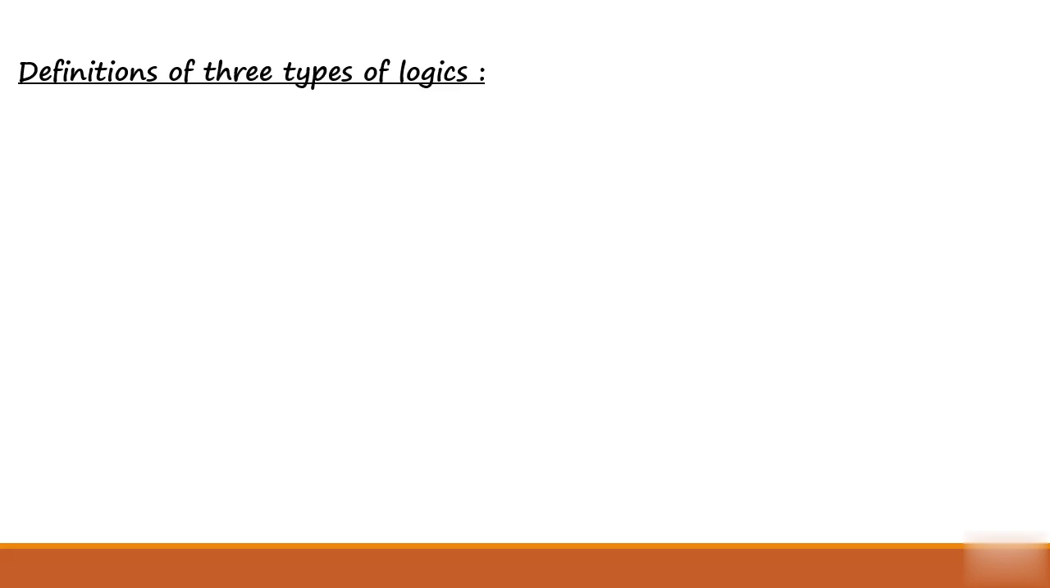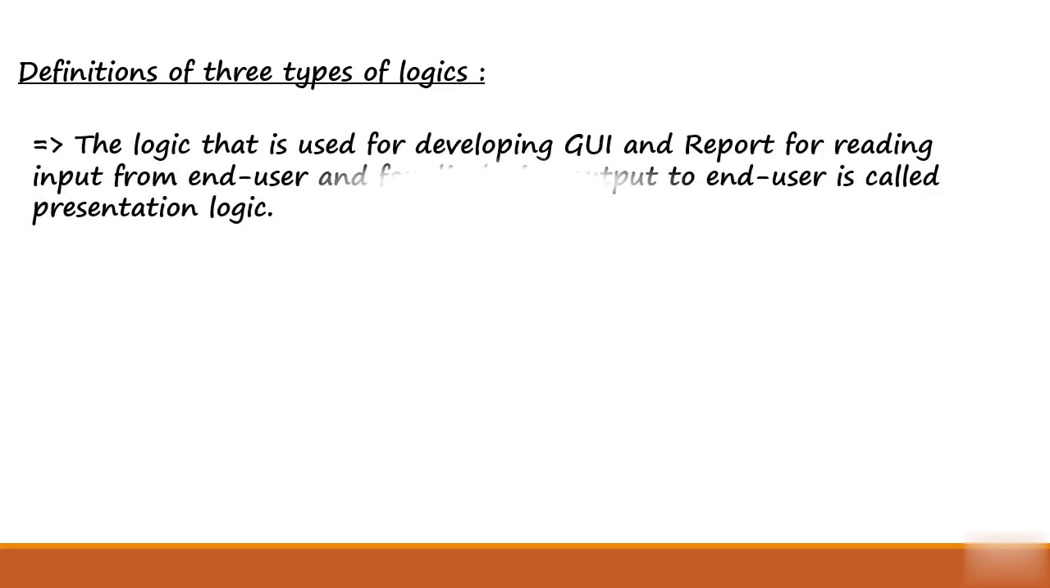Definition of three types of logics. The logic that is used for developing GUI and reports for reading input from the end user and for displaying output to the end user is called presentation logic. UI presentation in the browser is called presentation logic.